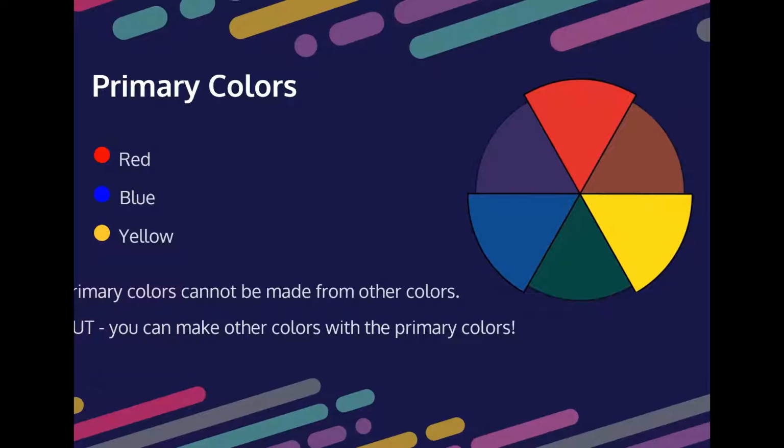You can't make primary colors out of any other colors. If you're painting and you run out of green, you can mix more green. You can mix yellow and blue and make green. But if you're painting and you run out of yellow, you can't mix up more yellow. You'll have to go to the store and get some more yellow. So those are the primary colors.